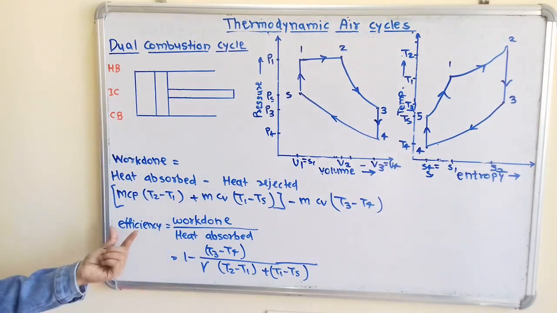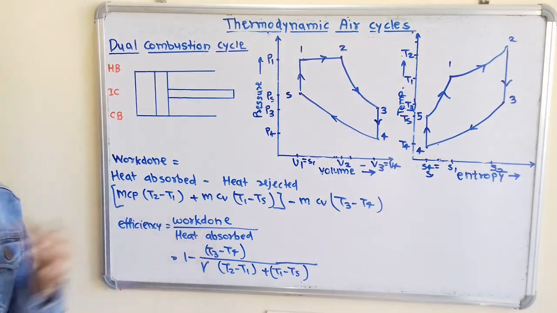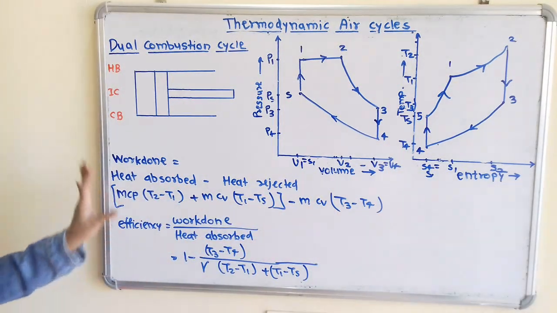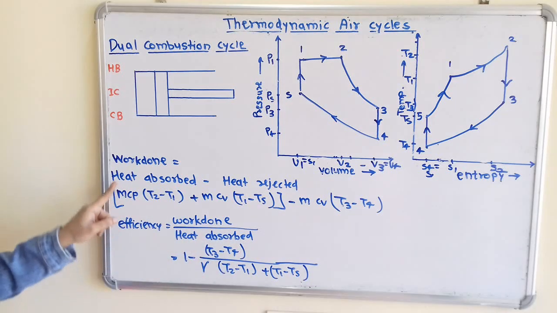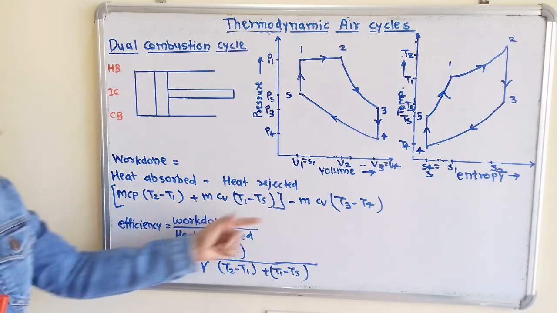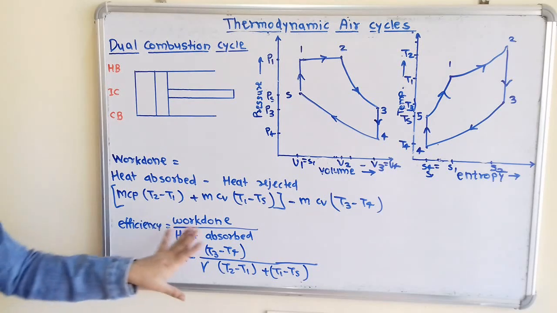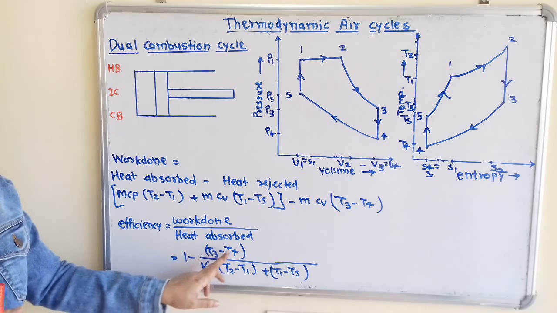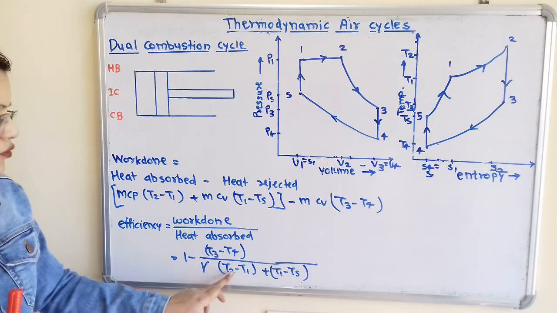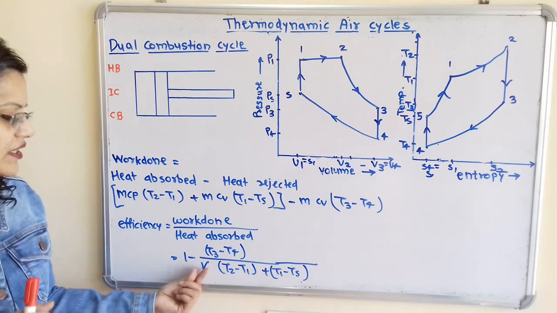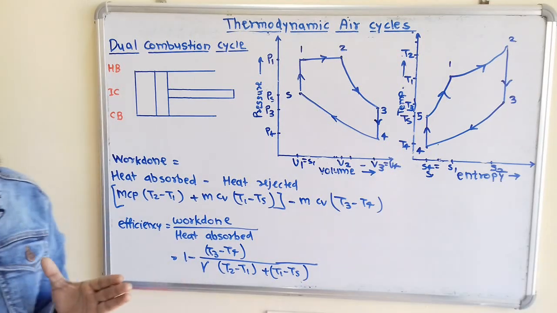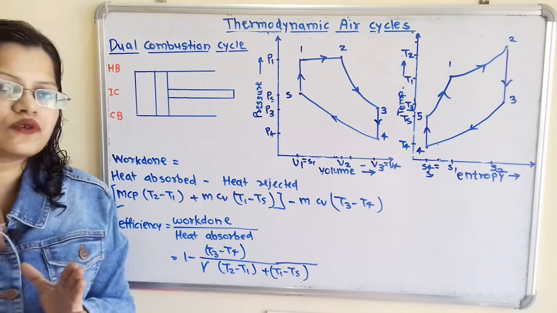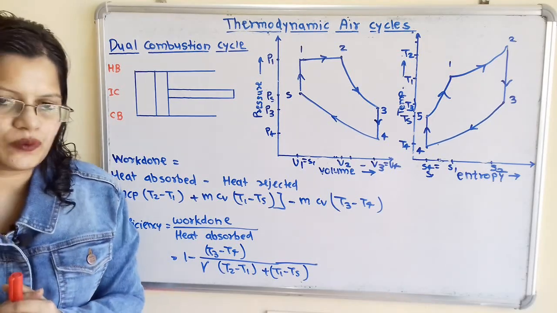Now we will move to the efficiency. Efficiency is equal to work done by heat absorbed. For work done we will write this whole bracket, and for the denominator, that is heat absorbed, we will write this first bracket, only the heat absorbed. When we simplify this we get the formula 1 minus (T3 minus T4) divided by gamma (T2 minus T1) plus (T1 minus T5). This gamma is the ratio of Cp by Cv, that is, the ratio of specific heat at constant pressure to the specific heat at constant volume.